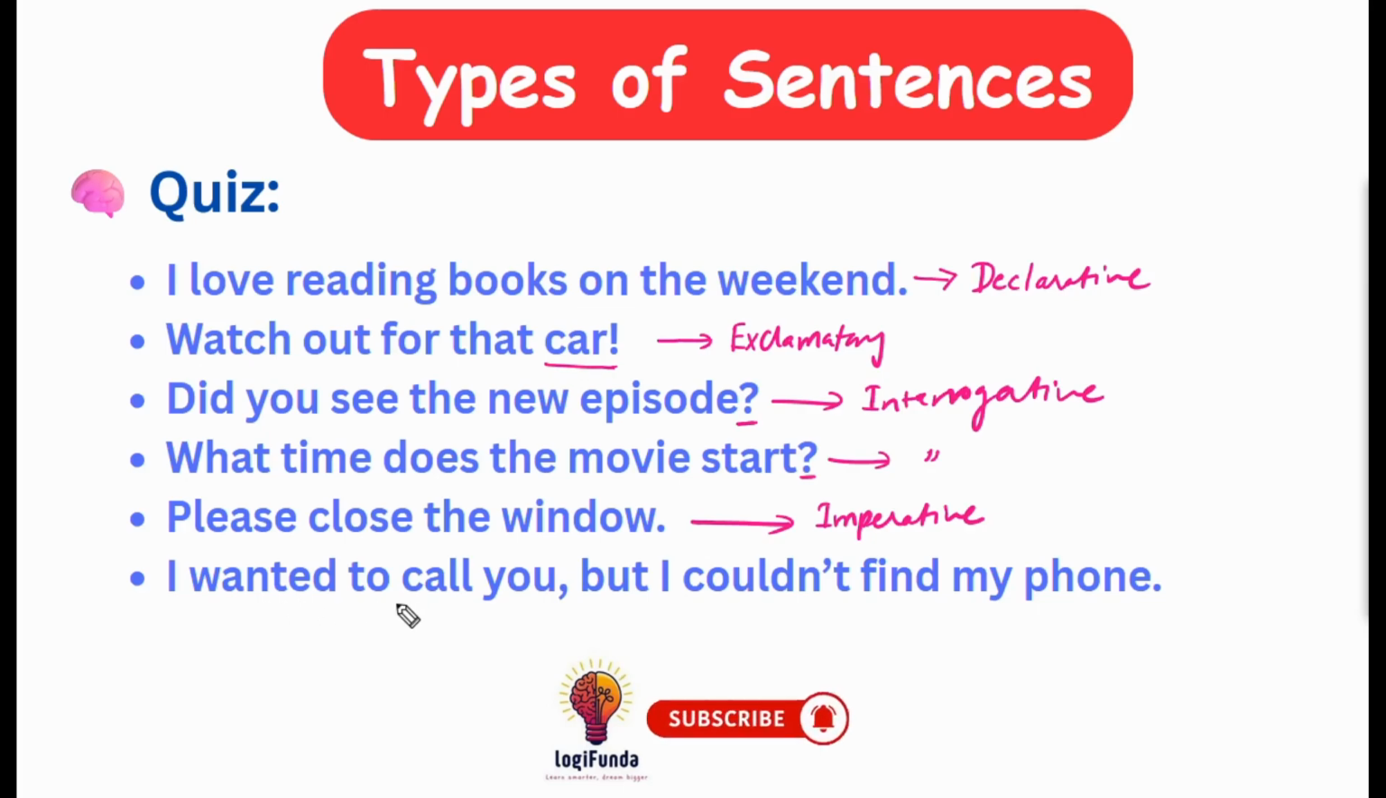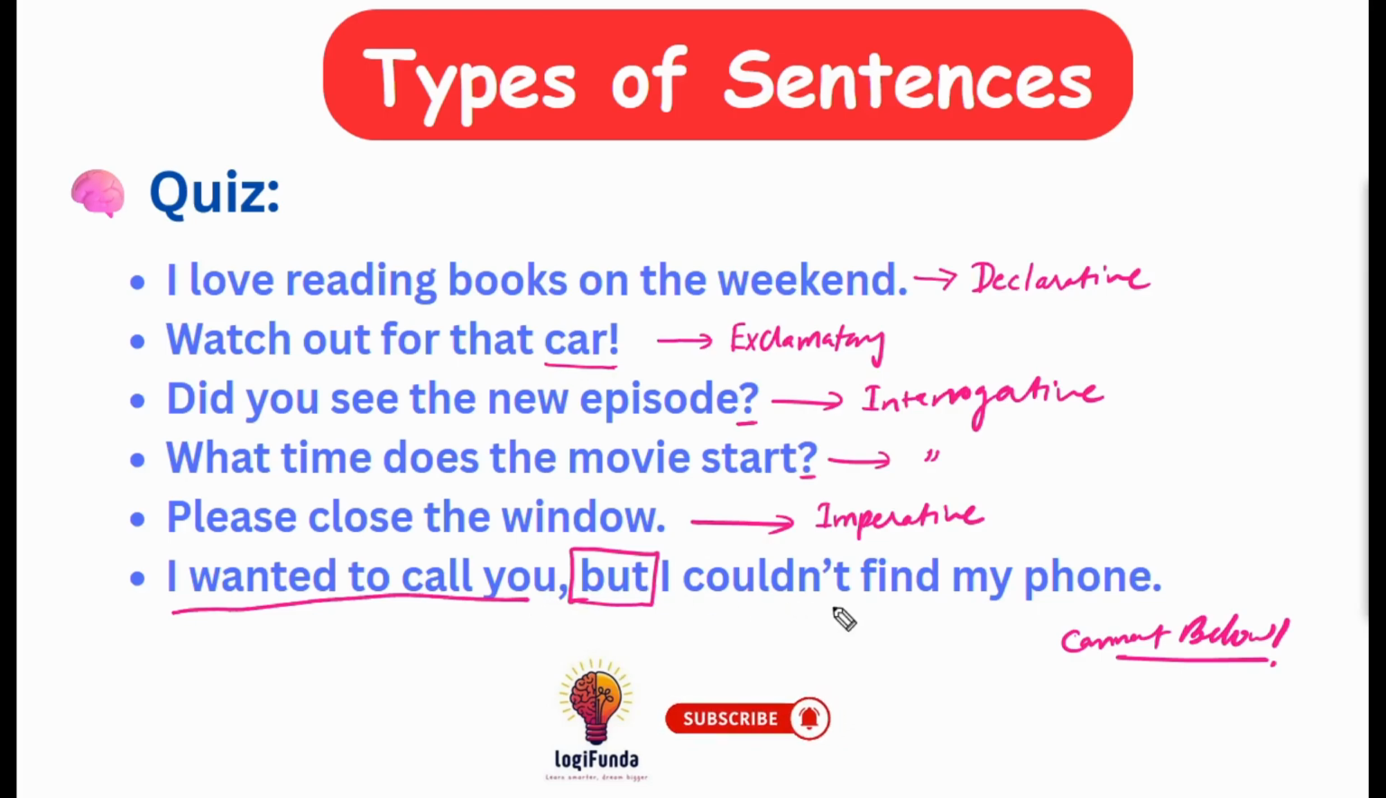Last one we have, I wanted to call you, but I could not find my phone. You answer this. Please comment below. I'll just give you a small hint here. We are using a conjunction here. This is one independent clause and this is another independent clause.